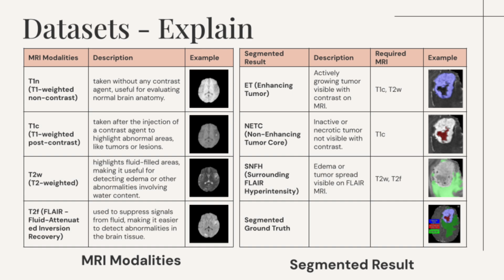The 4 modalities include T1-weighted non-contrast, which is useful for general brain anatomy; T1-weighted post-contrast, to highlight abnormal areas; T2-weighted, for fluid detection; and FLAIR, highlighting tissue abnormalities by suppressing fluid signals. These modalities help visualize different tumor characteristics, aiding in the segmentation of ET, NETC, and SNFH regions. For ET, we overlaid T1C and T2W modalities. The T1C modality was used for NETC, and we overlaid T2W and T2F modalities for SNFH.